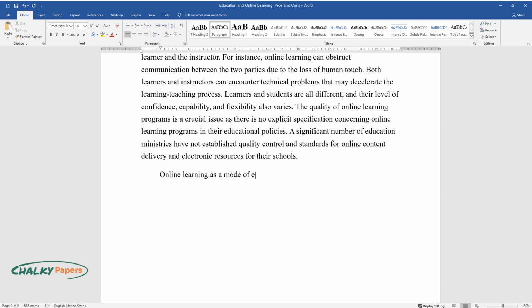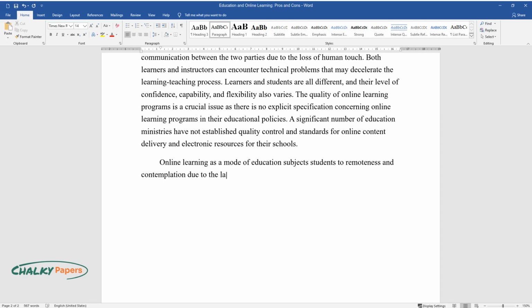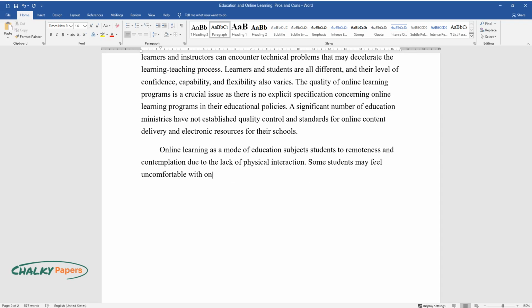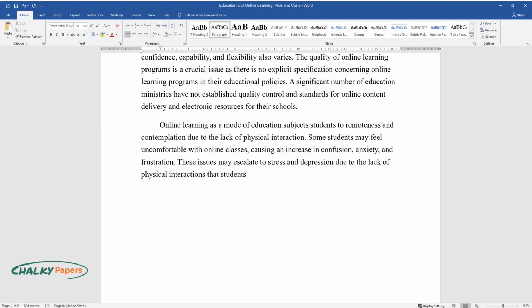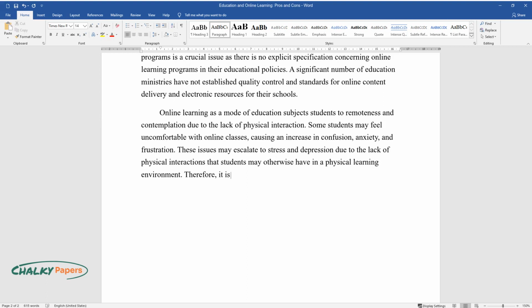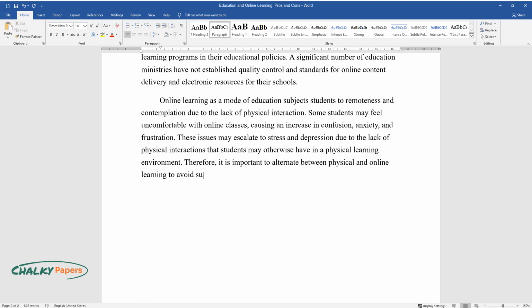Online learning as a mode of education subjects students to remoteness and contemplation due to the lack of physical interaction. Some students may feel uncomfortable with online classes, causing an increase in confusion, anxiety, and frustration. These issues may escalate to stress and depression due to the lack of physical interactions that students may otherwise have in a physical learning environment. Therefore, it is important to alternate between physical and online learning to avoid such issues.